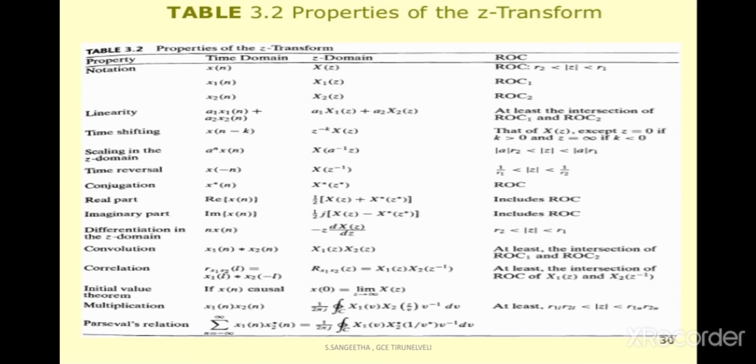Here we have the properties of the z transform. The properties are linearity, time shifting, scaling in the z domain, time reversal, conjugation property, real part and imaginary part, differentiation in the z transform, convolution, correlation, initial value theorem, multiplication, and also Parseval's theorem. The time domain of each property is explained here, the z transform of the time domain is given here, and here we have the region of convergence for the corresponding properties.